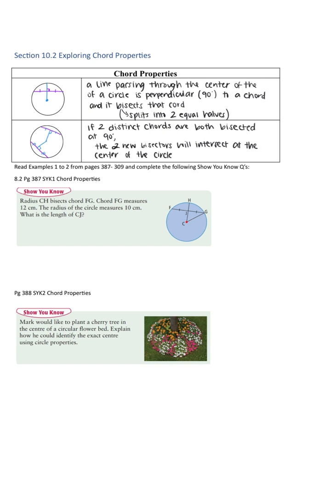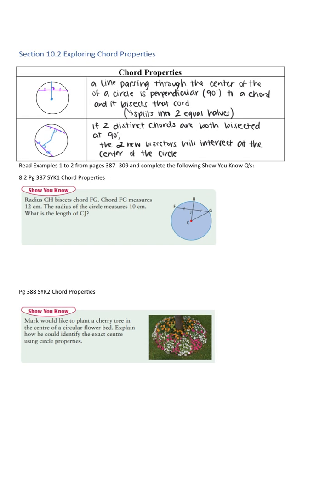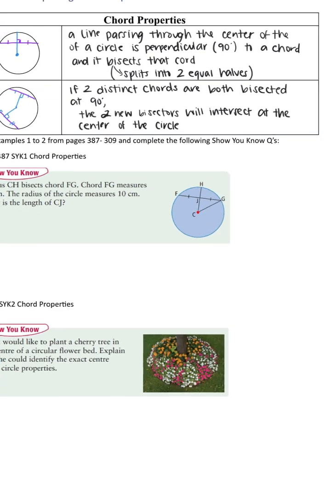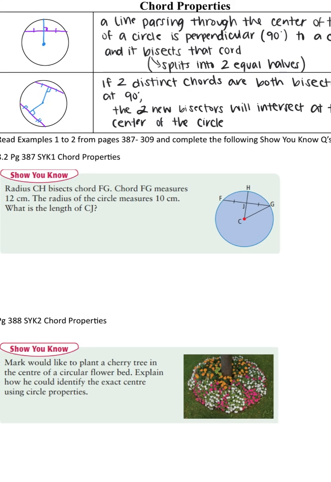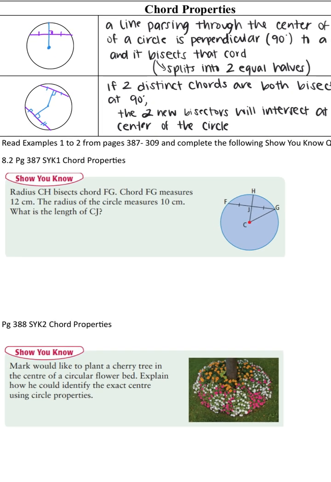So let's take a look at our 10.2 Show You Know. In 10.2, we see our first Show You Know chord property question, looking at page 387 of the student textbook. In this question, we get told that the radius CH bisects chord FG.